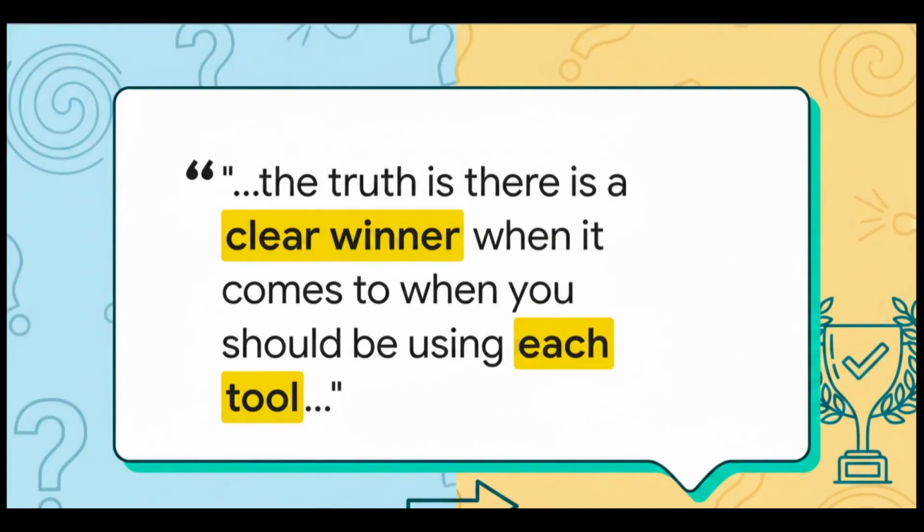Now this second hook, this one creates a powerful curiosity gap. It's brilliant. You're turning what could be a dry explainer into a little bit of a mystery. By promising a clear winner, you're giving people a really compelling reason to stick around and find out the answer.